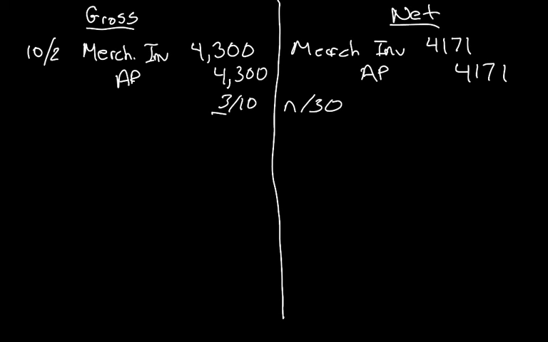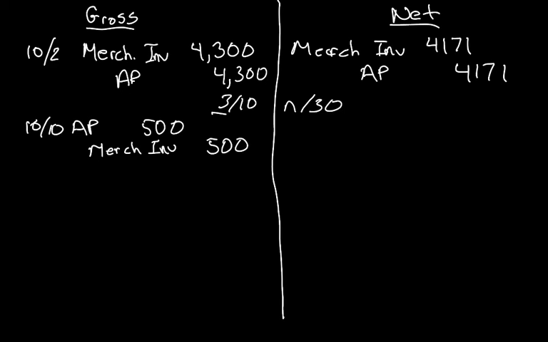Now let's go to the second one. It says received a $500 credit memorandum at full invoice price for returned merchandise that it purchased on October 2nd. So on October 10th, they returned $500 worth of merchandise. So if you're doing the gross method, we're going to debit the accounts payable for $500, and we'll credit our merchandise inventory account for $500 for the amount that we returned.